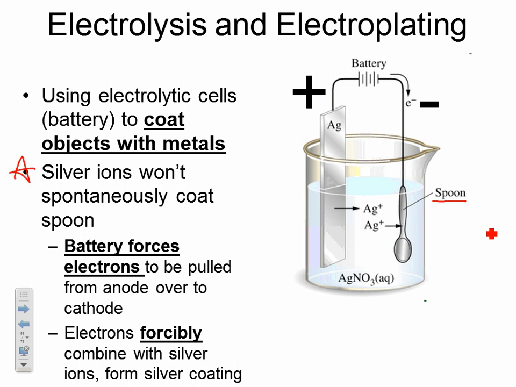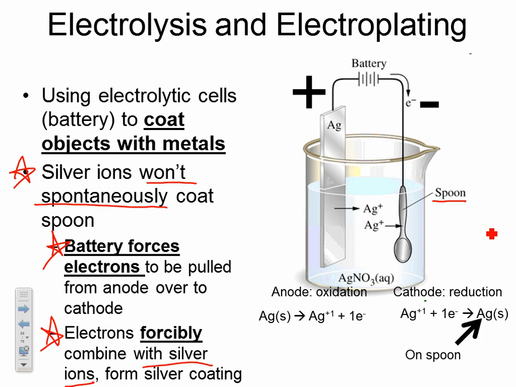Well, the silver ions won't spontaneously coat the spoon. You put this spoon in a solution of silver ions, the silver ions will not just automatically turn into silver metal atoms on the outside of the spoon. But the battery will force the electrons to be pulled from the anode to the cathode, and by forcing the electrons in, the electrons will be forcibly combined with the silver ions to form a silver coating, which is shown in the half reactions right here.